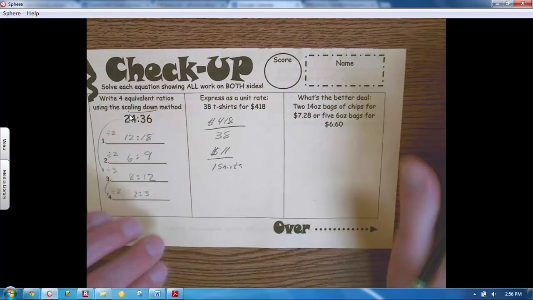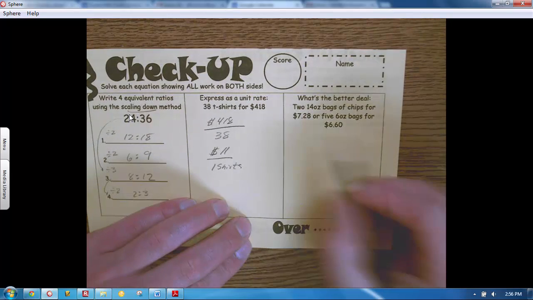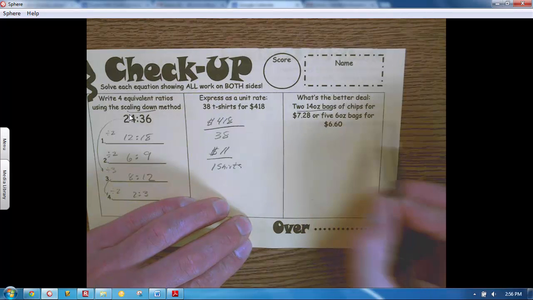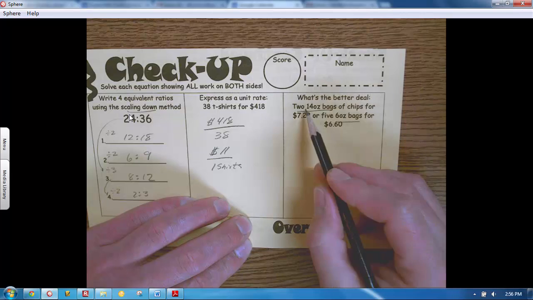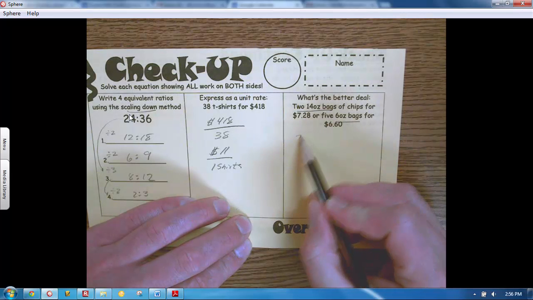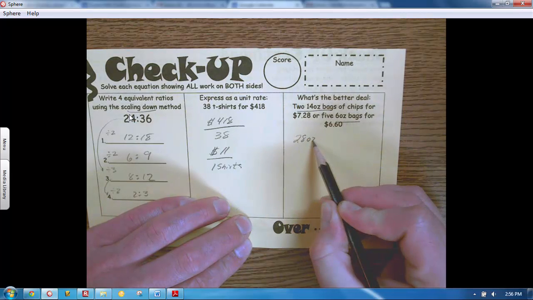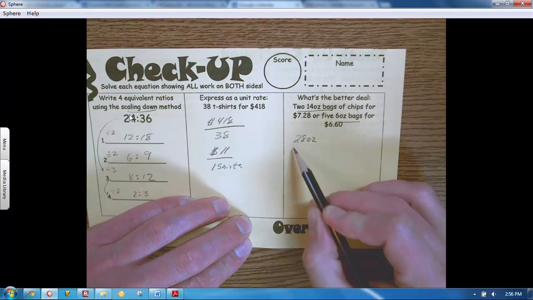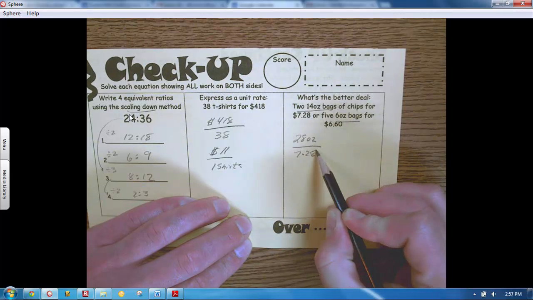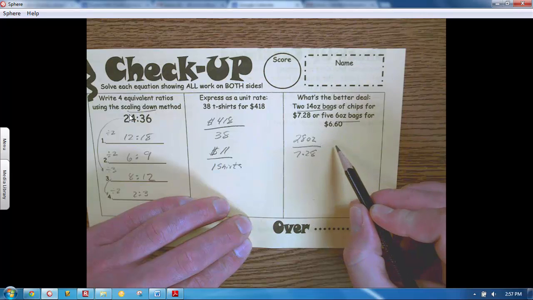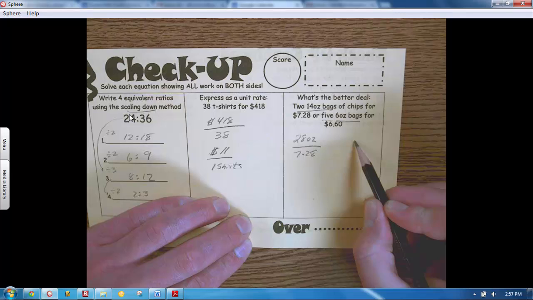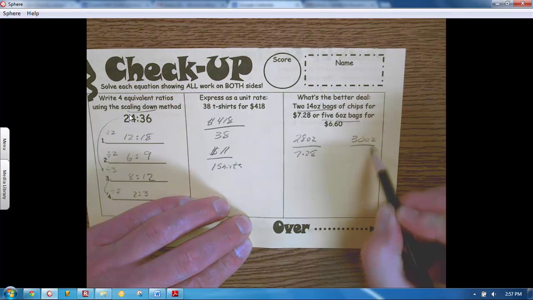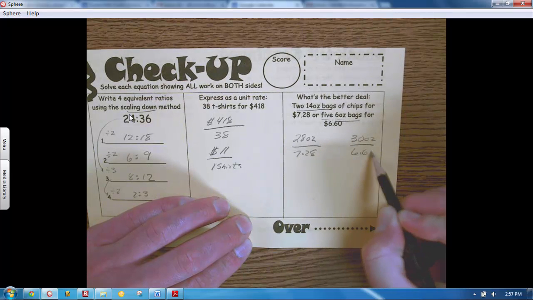Last one here, what's the better deal? We want to figure out if the brand 1 here or brand 2 is the better deal. So you got two 14-ounce bags or 28 ounces for $7.28. The other option that we have is 5 6-ounce bags or 30 ounces for $6.60.